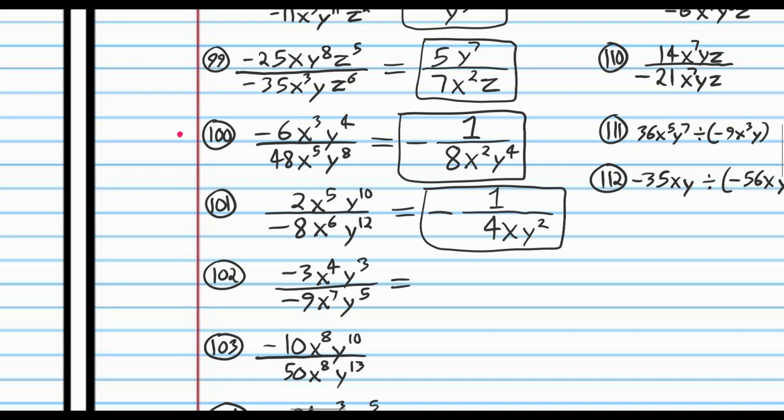Let's see here. I think that's all correct. So why don't you try 102? When you come back, we'll do it together. All right, we're back. So you should get 3 in the bottom.